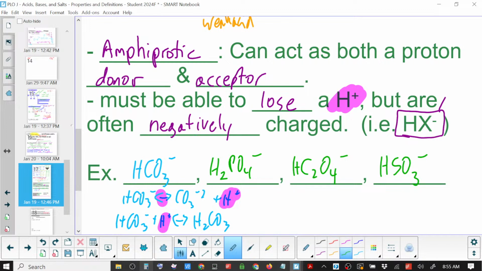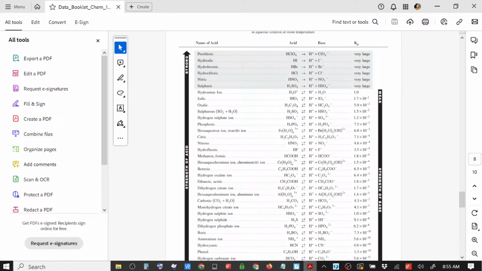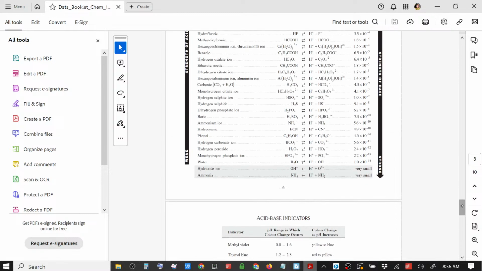Now I've asked for examples, what is one that can't? Can you find one on there that cannot go backwards? HI. HI is not negative, so I wouldn't guess that one to be amphiprotic. OH minus, definitely can't. I didn't think of that as an example, but you are absolutely correct, because OH minus is pure base. It is on the other side of a one-way arrow. It will never go that way. So you have the oxide ion, which is only a proton acceptor, and it will make that immediately.